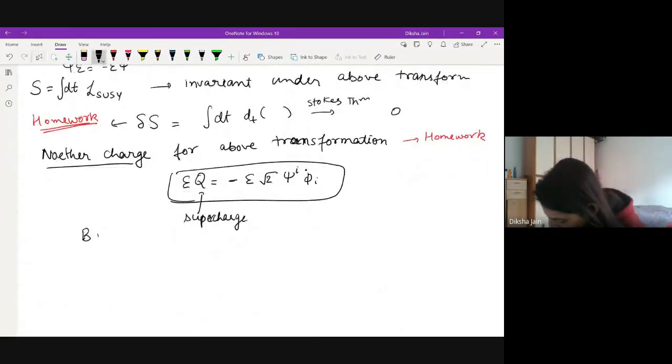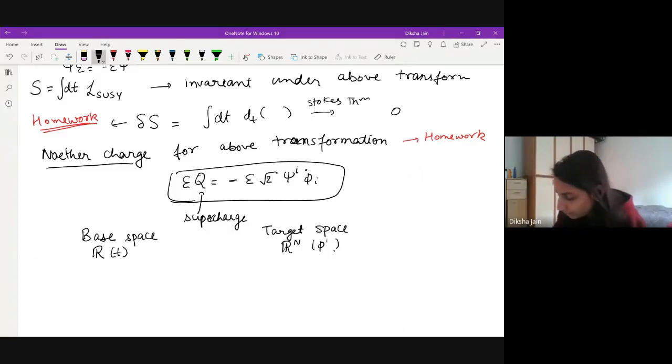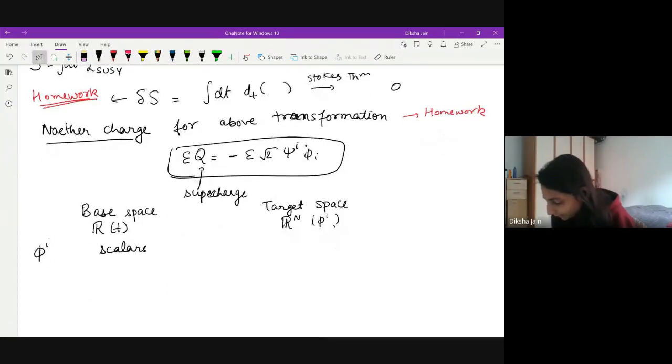So I talked about base space and target space. In the case above, my base space is just R parameterized by T, and the target space was Rn parameterized by coordinates phi I. It was n dimensional because I took values from 1 to n. Now notice that these phi I are scalars. If you do a Lorentz transformation in T, there is only one variable, so the Lorentz transformation will be just like a translation in T. These are scalars here. But on target space, these are vectors. Why are these vectors? Because they have this vector index I. So if you do any transformations on the target space, then they transform as vectors.